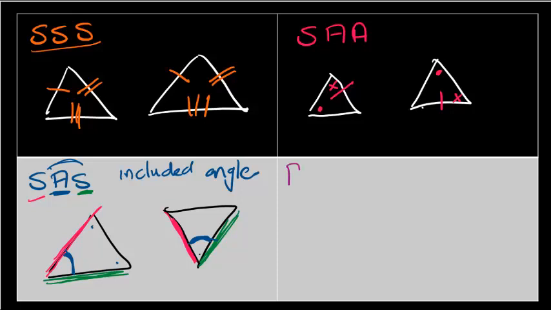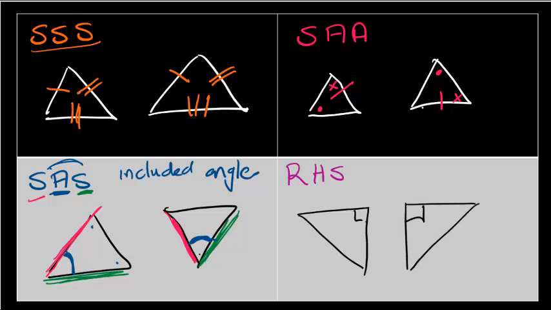Last rule, we have right angle, hypotenuse, side. And in this instance, our triangles have to have a 90 degrees in them. So that's one. And we can draw a second one like that. So in this instance, our right stands for this 90 degrees. So we've got our right angle, it's 90 degrees.